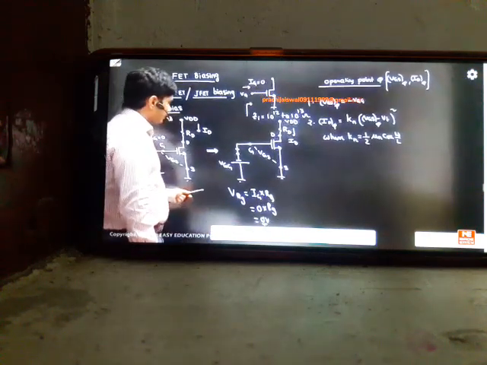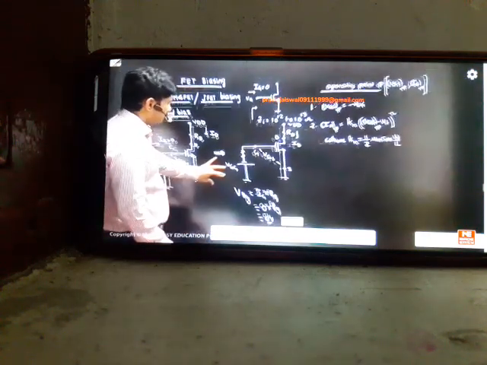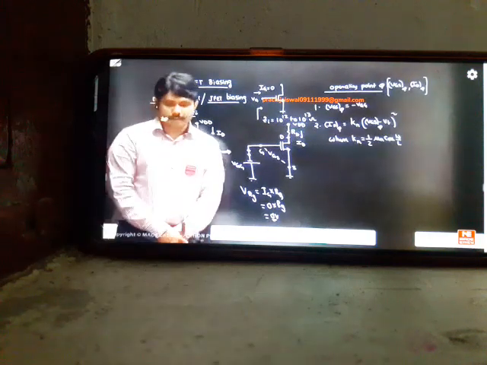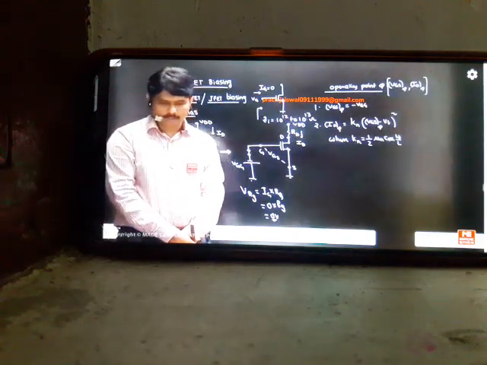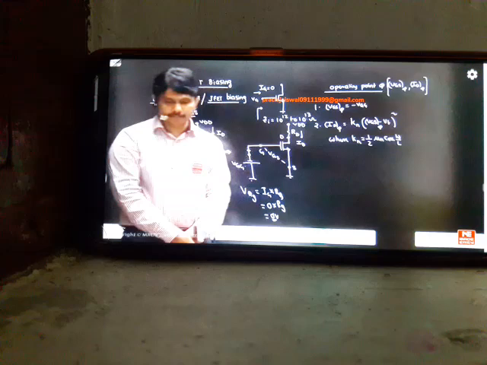Somebody is telling the logo is there, so I'm moving it. You can see. Now you can see, it's clear, I think. Indra Kumar, I think this is clear now.